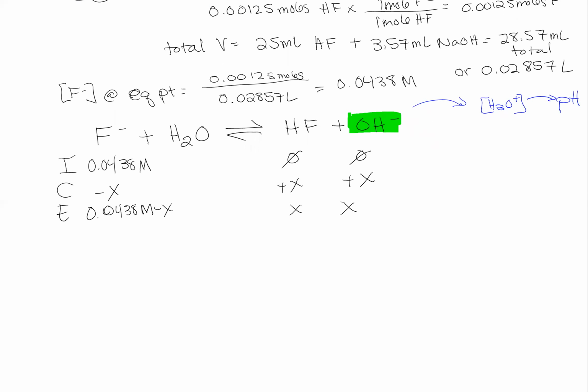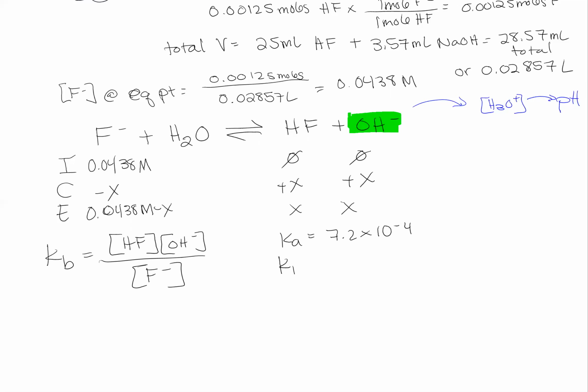Okay, so now we can start writing our equilibrium expression. Because we're looking at a weak base here, we're looking at Kb. Kb is going to be equal to the hydrofluoric acid times our hydroxide ion, all divided by our fluoride ion. I don't know Kb though. I know Ka. That's been given to me as 7.2 times 10 to the negative fourth.